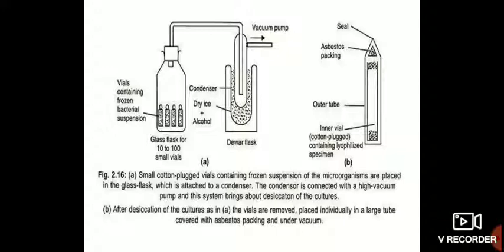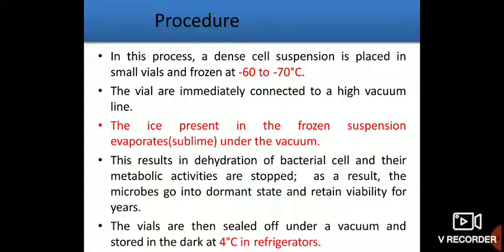Then B is a lyophilized vial. The lyophilized vial has the microorganism. They remove the water molecules, pack it and seal it in a perfect way so that there is no contamination of microorganisms. So this is about lyophilization and the procedure to do the lyophilization.